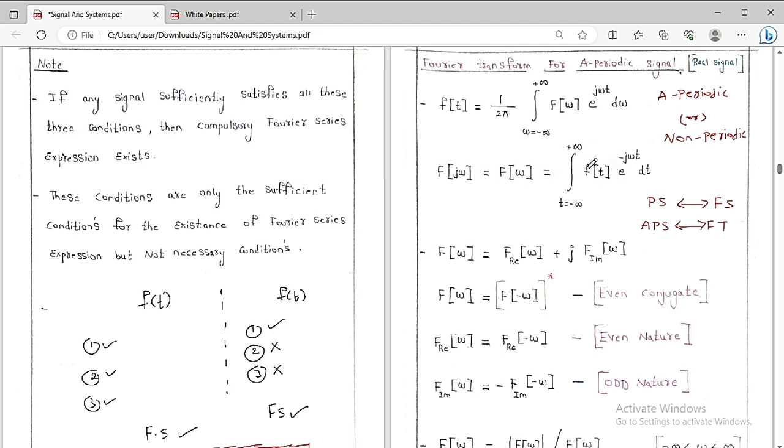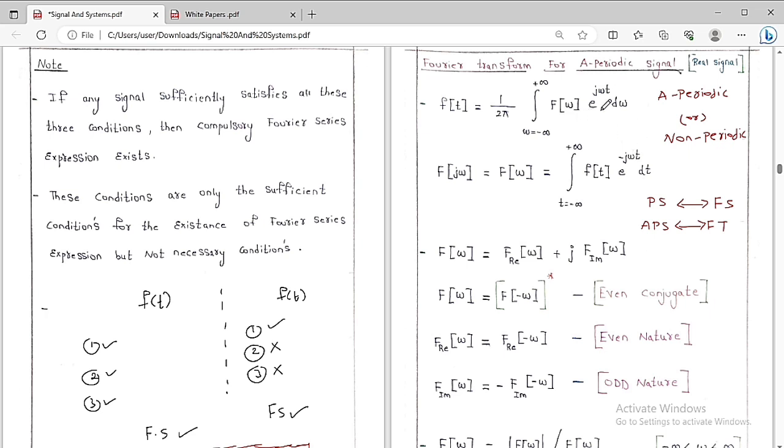Suppose you want the reverse, meaning f of t is equal to 1 by 2 pi integration over omega from minus infinity to plus infinity. Here t will become omega, dt will become d omega, f of t will become F of omega, and here minus will become plus.